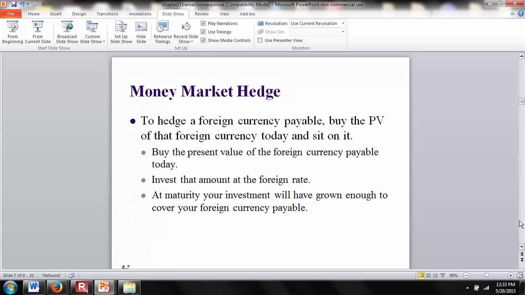Now we want to look at the second type of hedge. Okay? So that is the money market hedge. The money market hedge has several steps. If you follow the steps, it becomes pretty straightforward. So what do we do here? To hedge a foreign currency payable, buy the present value of the currency today and sit on it.